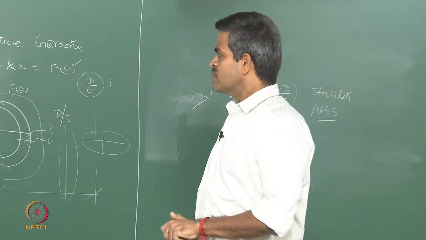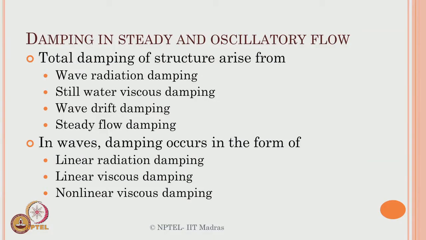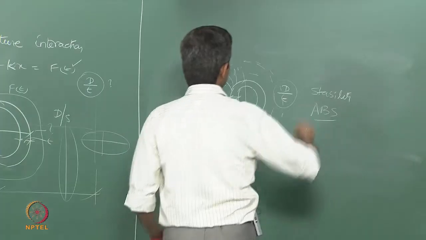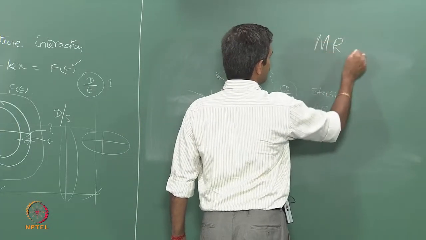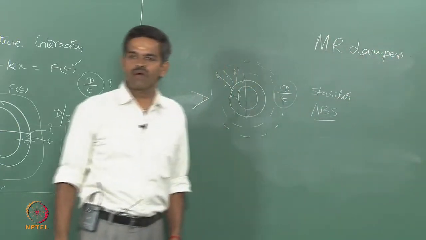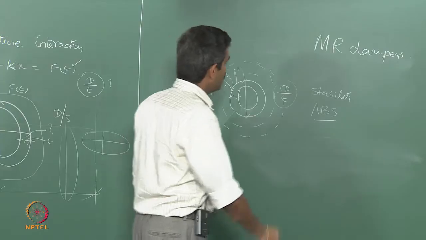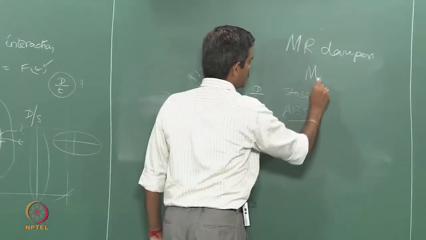Of course, in terms of waves, because they all arise from the structure, they also arise from the waves in terms of linear radiation damping, linear viscous damping and non-linear viscous damping. In the previous modules, we have only discussed the viscous damping which is linear. We have not talked about non-linear viscous damping, because then it is called magnetorheological dampers, MR dampers. We will talk about this later in the third module. We have used MR dampers for structural control in one of the tall buildings in Europe when we did some research there. I will talk about magnetorheological dampers.